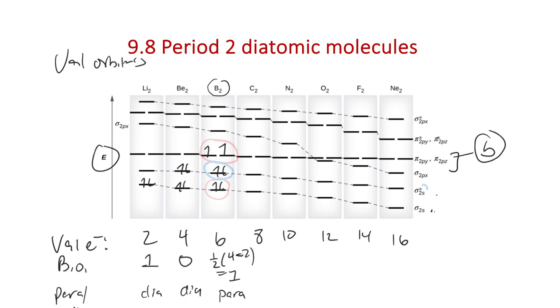So if we could get a sample of B2, now it's probably not a very stable diatomic molecule. I'm not entirely sure if you could even have it as a stable molecule, but if we could, it should be drawn into a magnetic field.